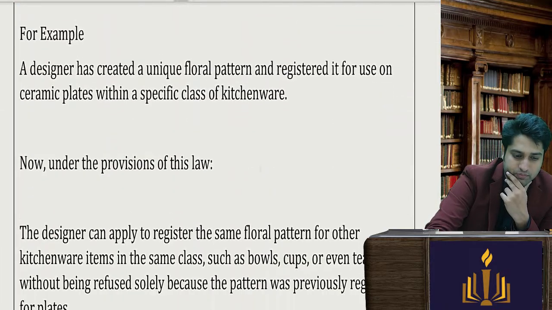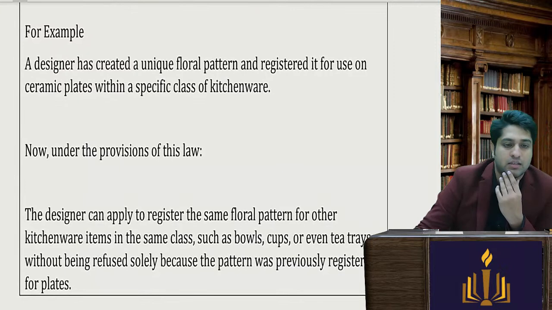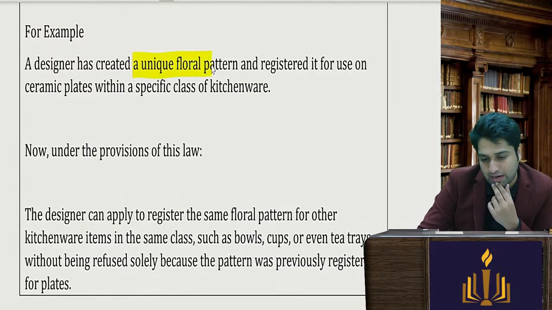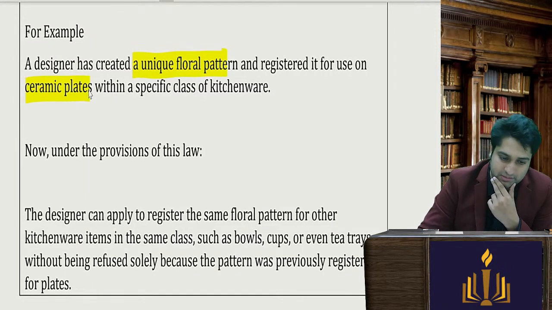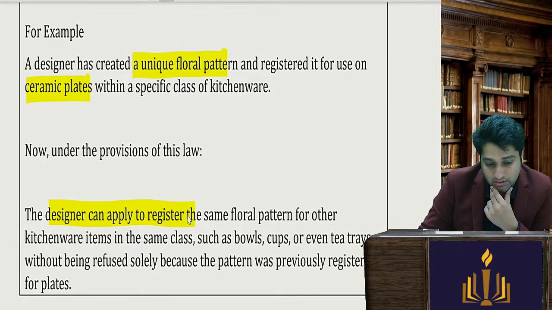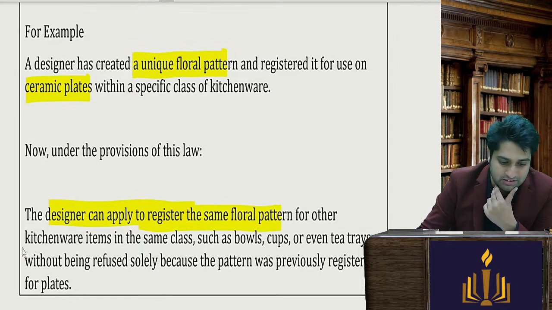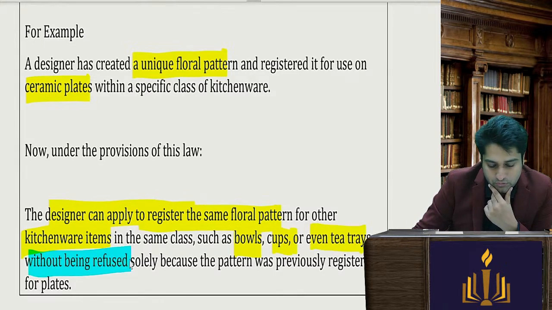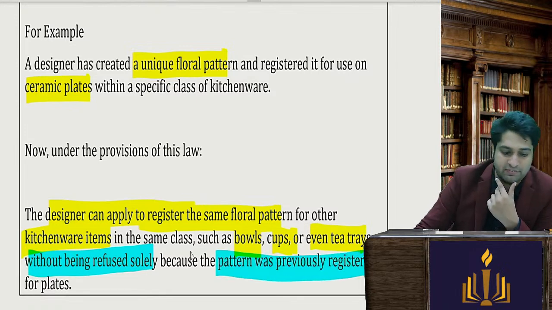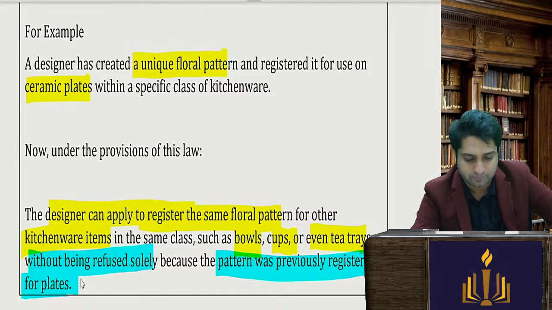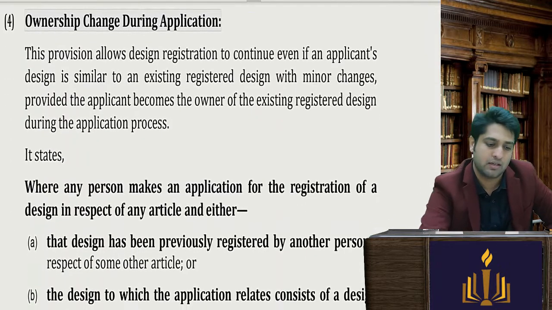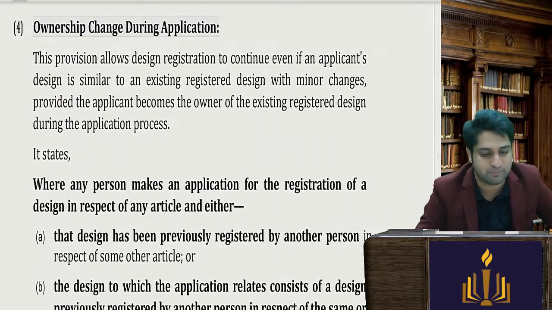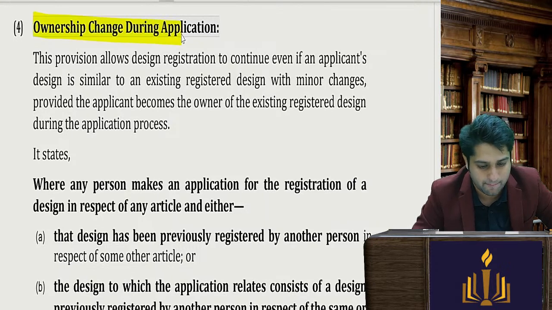So let's see what they have said. For example, a designer created a floral pattern and registered it for the use of ceramic plates. Now the designer can apply to register the floral pattern to some other kitchenware items also, such as cups, bowls, tea trays, without being refused solely because the pattern was previously registered for plates. Simple. Now coming to ownership change during the application.